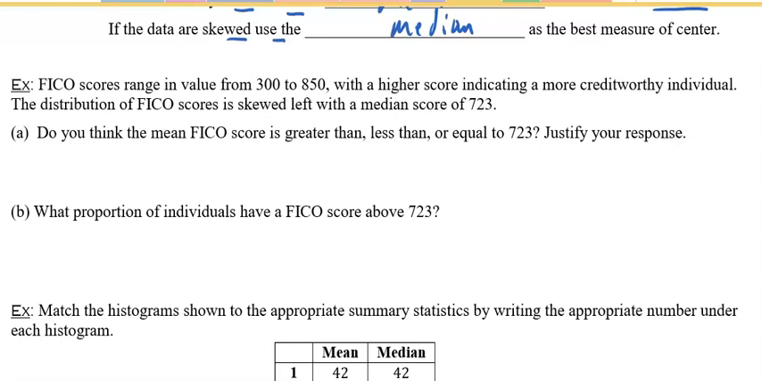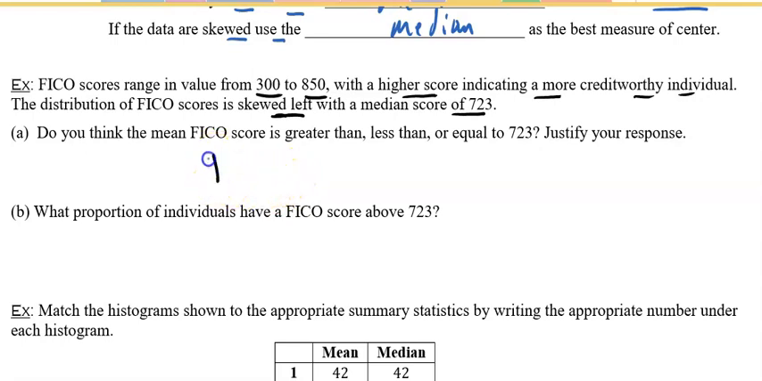Now, FICO scores range from 300 to 850, with a higher score indicating more credit-worthy individuals. This is the actual credit score in this country. The distribution of the FICO score is skewed to the left, with a mean of 723. Do you think the median FICO score is greater than, less than, or equal to 723?